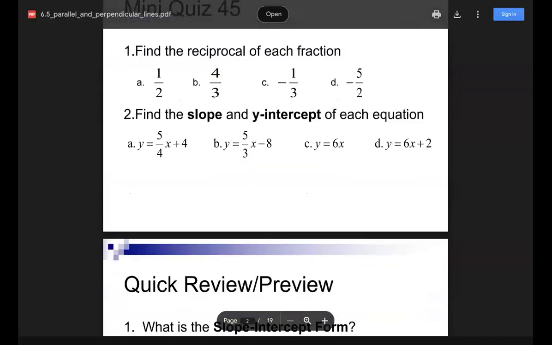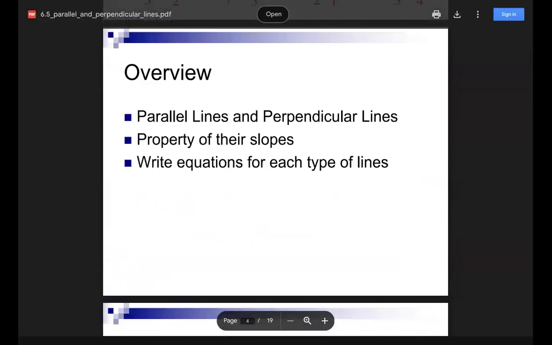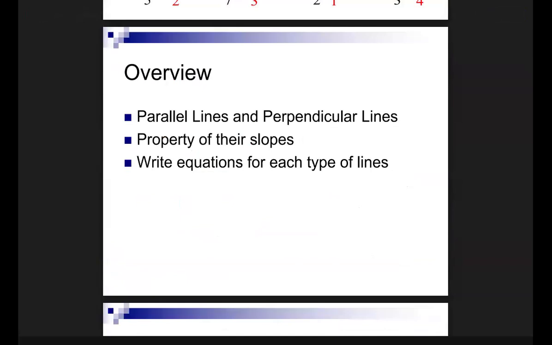So what you have to do basically is that you just need to know when they are parallel, they have the same gradients. When they are parallel, they have the same gradients. But when they are perpendicular, the gradients are negative reciprocal of each other. That is it. They are negative reciprocal of each other when they are perpendicular. So we're going to look at those ones now.